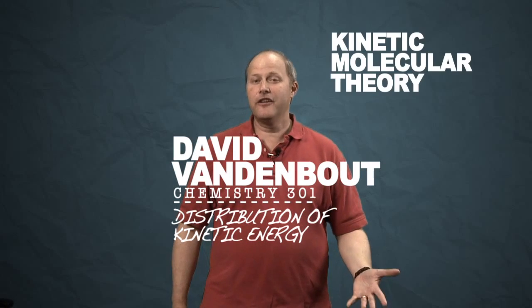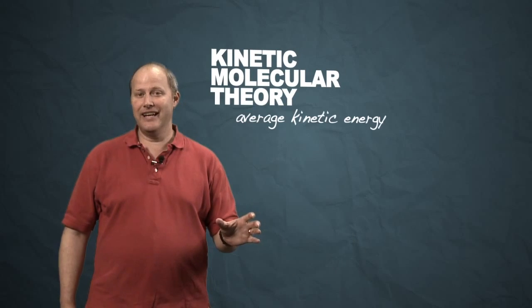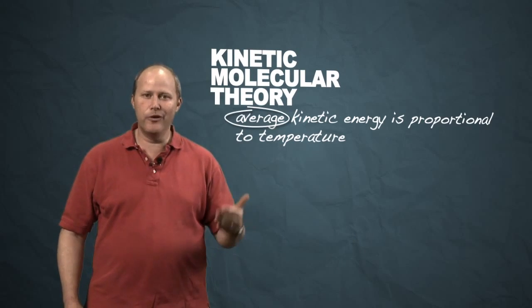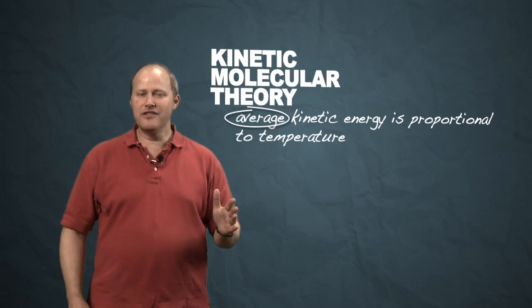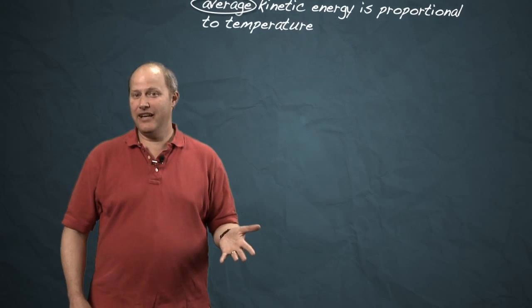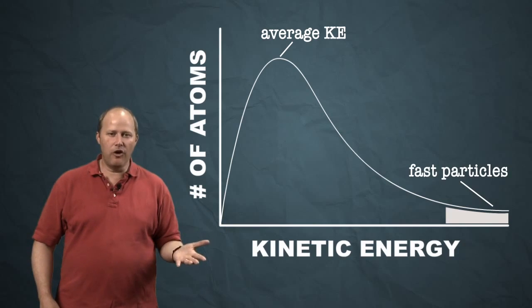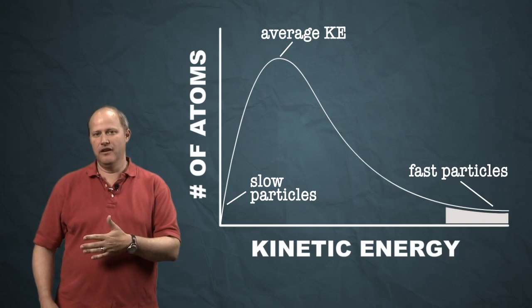So from kinetic molecular theory, we came away with the idea that the average kinetic energy was proportional to the temperature, but you notice that we talk about the average kinetic energy, not the kinetic energy. That's because all of the particles in the sample actually don't have the same kinetic energy. There's a distribution of energies. Some of the particles are moving very fast, some of the particles are moving slow. On average, we know what their velocity is because that's what's related to the temperature.